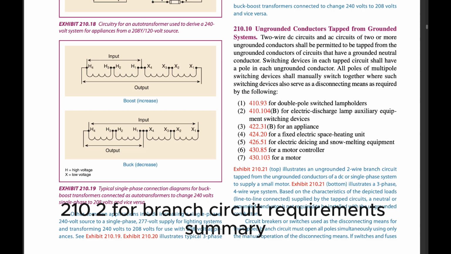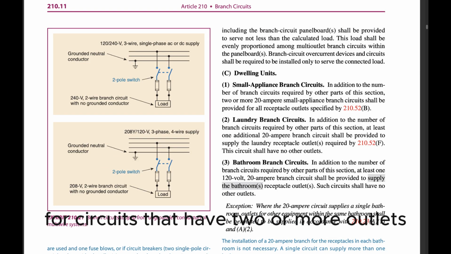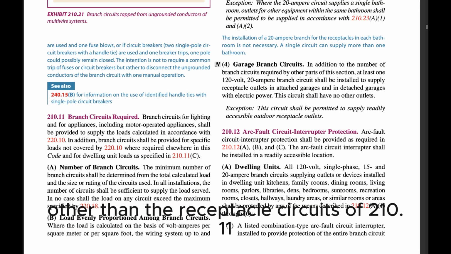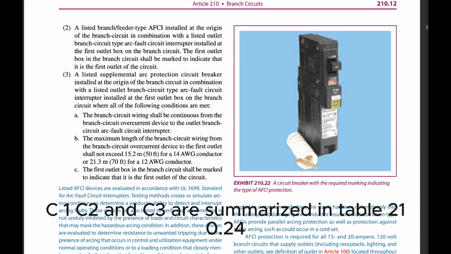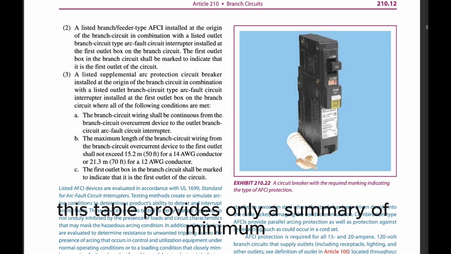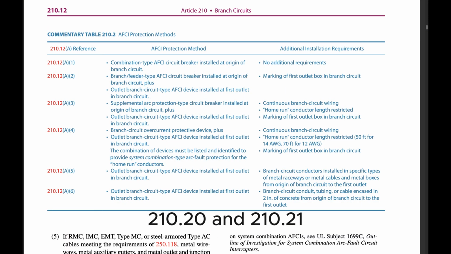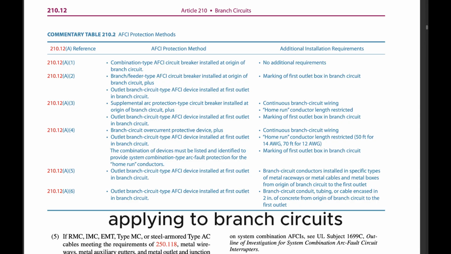See 210.2 for branch circuit requirements. Summary. The requirements for circuits that have two or more outlets or receptacles, other than the receptacle circuits of 210.11(C)(1), (C)(2), and (C)(3), are summarized in Table 210.24. This table provides only a summary of minimum requirements. See 210.19, 210.20, and 210.21 for the specific requirements applying to branch circuits.